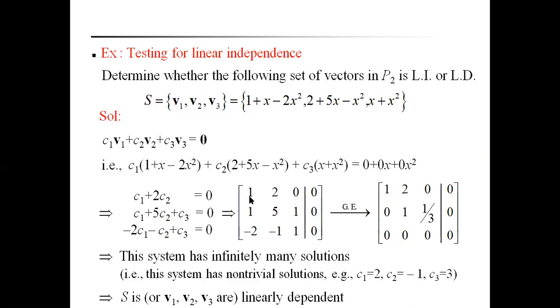The system has a non-trivial solution, then the set of vectors forms a linearly dependent set, or at least one constant is non-zero, then we say that the set of vectors forms a linearly dependent set. Here we get the C1, C2, C3 values. All three constants are non-zero. That's why this set of vectors of polynomials V1, V2, V3 forms a linearly dependent set.